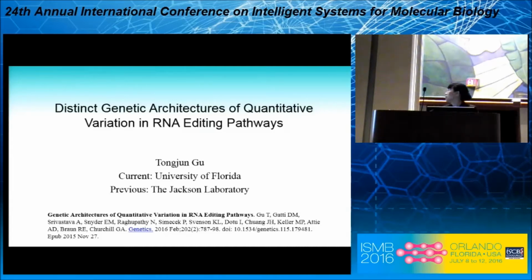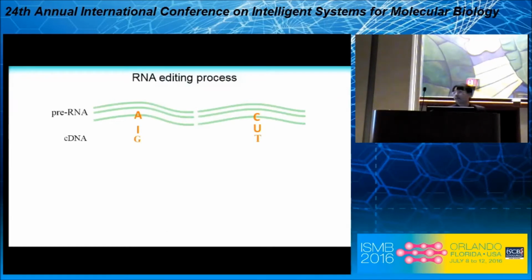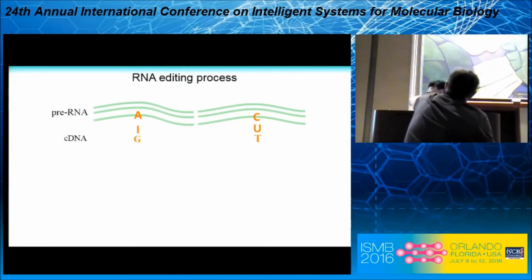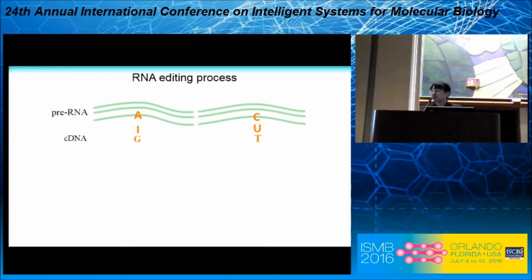extraction laboratory. It was published earlier this year in Genetics. RNA editing is a post-transcriptional process that alters RNA nucleotides. Two types of editing have been reported. They are A-to-I and C-to-U changes. I and U can be read as G and T in the cDNA. So in the cDNA, the A-to-I and C-to-U changes become A-to-G and C-to-T.